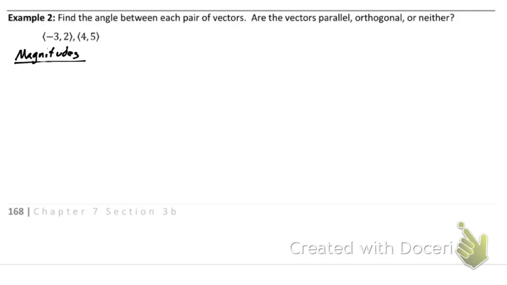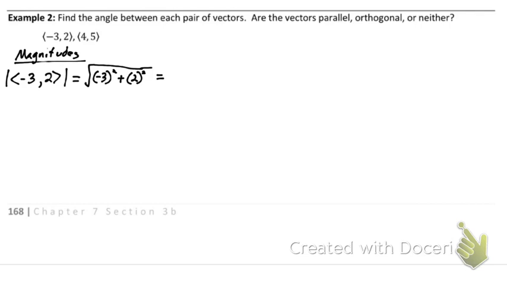Just remember, magnitudes are just the distance of that hypotenuse. So if you need to, draw the point -3, 2 to recognize that it's just a squared plus b squared equals c squared. In this case, I'm looking for the magnitude of this vector first, the magnitude of -3, 2. Absolute value bars always mean find the magnitude of it. It's just going to equal the square root of your a value, so -3 squared, plus that 2 squared.